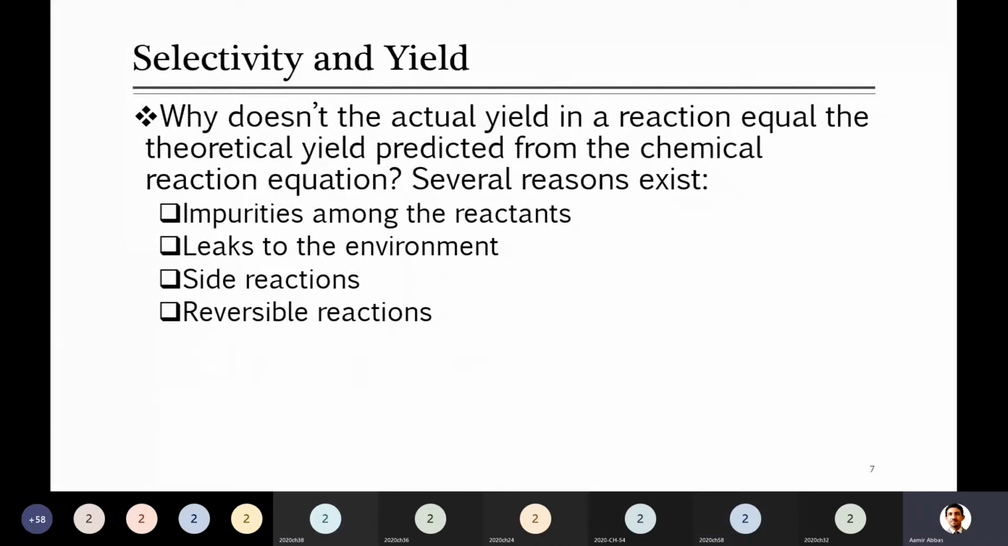The second is leaks to the environment. What does this mean? Gases can leak sometimes. Yes, there can be leakage. For example, you are bringing 100 moles, but there is a leakage in your system. So you brought 100 moles, but some amount has leaked, so the overall product will be reduced. In the first case, which is impurities, the actual reactant is in a lesser amount. In the second case, reactant is lost to the environment due to leakage.